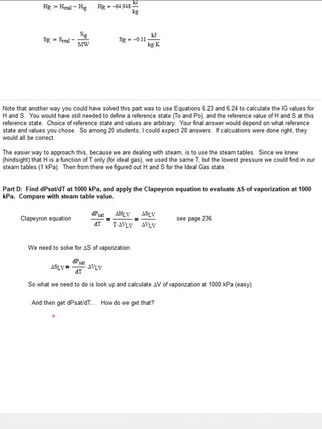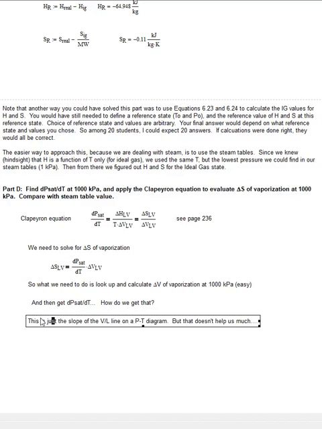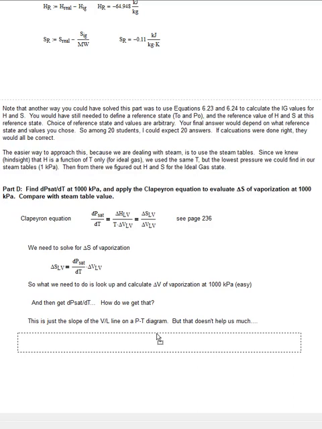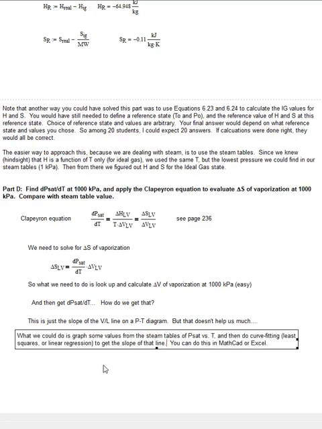But what is this dPsat/dT? How do we get that? Well, if you remember way back from Chapter 3, this will just be the slope of the vapor-liquid line on a PT diagram. But where do you find a PT diagram? And even if you have a PT diagram, how do you find the slope at 1,000 kilopascals?